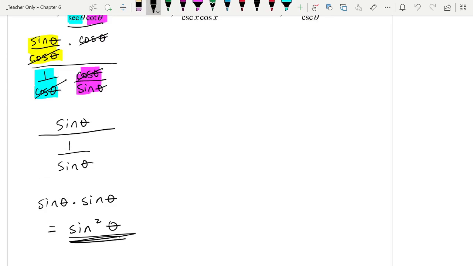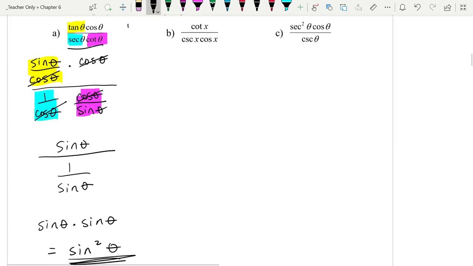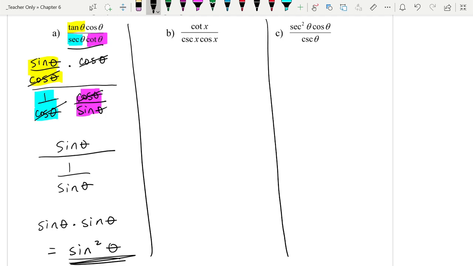All right, you try one. Replace the cotangent and the cosecant with sines and cosines. And then see if you can simplify this down to something else. Go for it. I'll give you a sec.